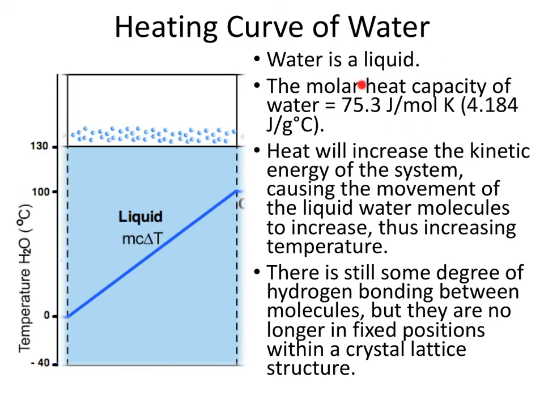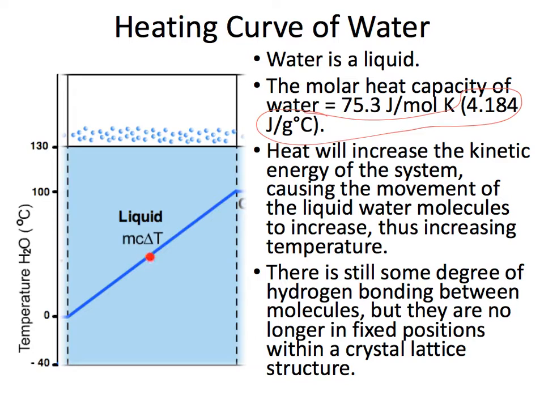So the heat capacity of water is 75.3 joules per mole degrees Kelvin, or 4.184 joules per gram degree Celsius. Hey, we've seen that number before. Okay, so in this case, if we refer this back to ice, water has to absorb twice as much energy to increase the temperature by 1 degree Celsius of 1 gram of water compared to ice.